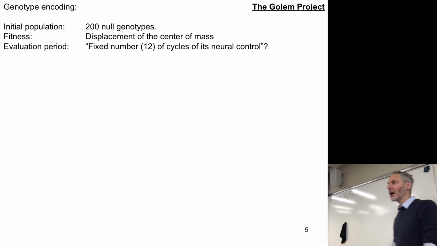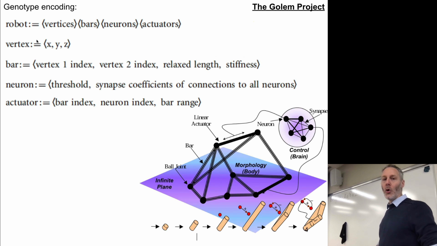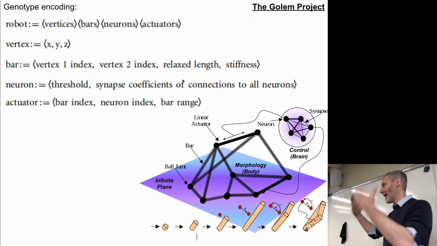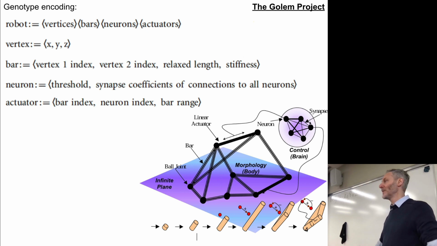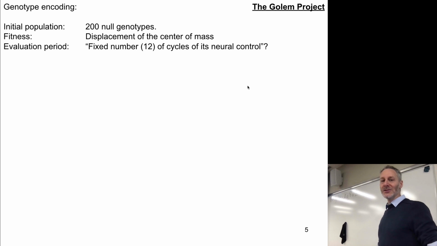Okay. So let's talk a little bit about the evolutionary algorithm. They start with an initial population, not of random genotypes. You could imagine just creating a whole bunch of random lists with random floating point values in it, and that would construct some random morphology and some random neural network. They didn't do that. In this experiment, they created a population of 200 genotypes, and each genotype is null. Null meaning it's an empty list of empty lists of empty lists. There's nothing in the genotype. Kind of an odd choice.